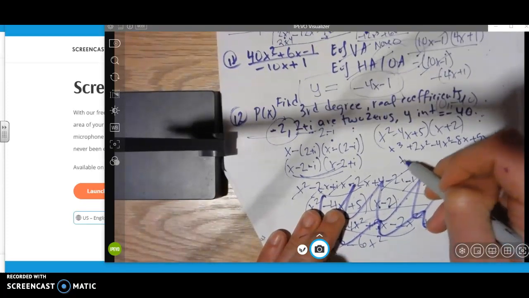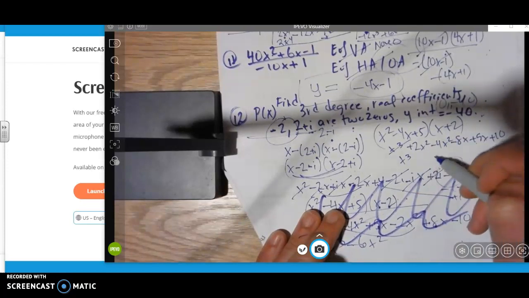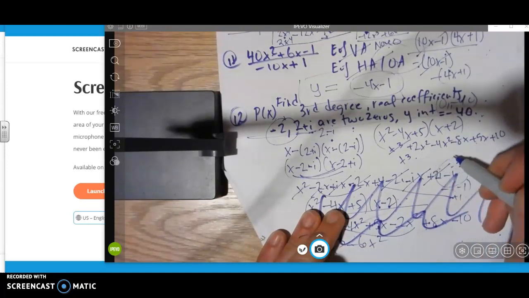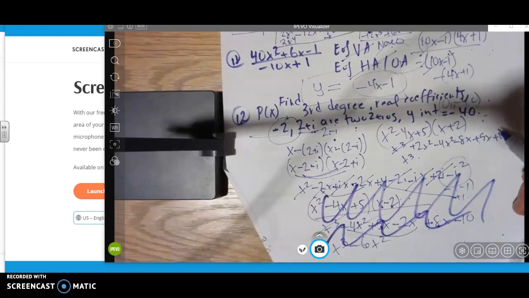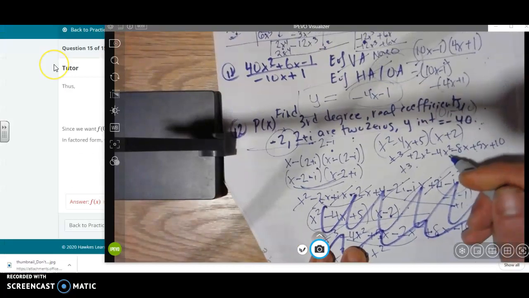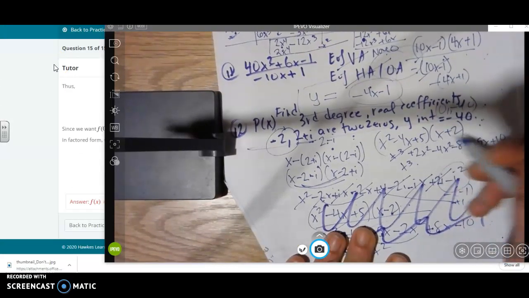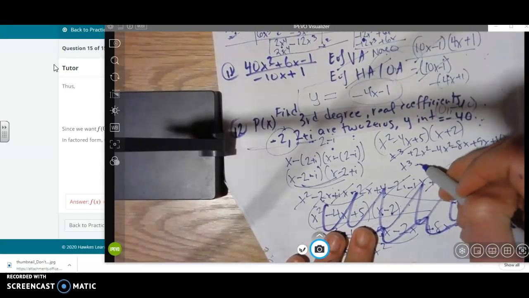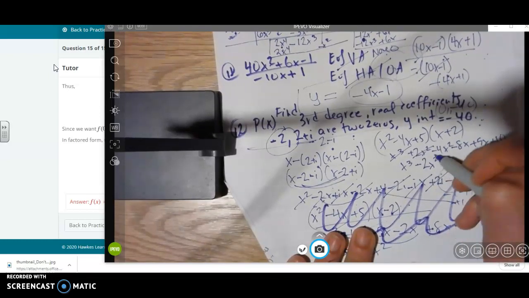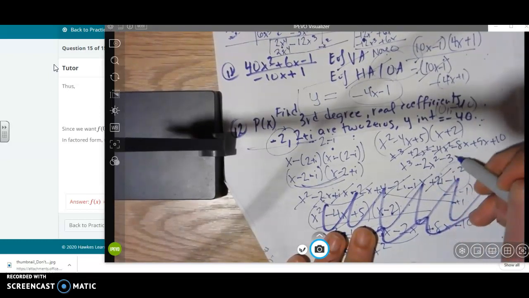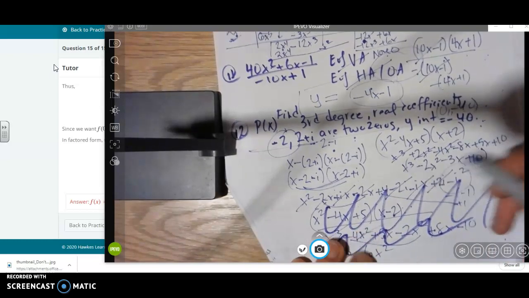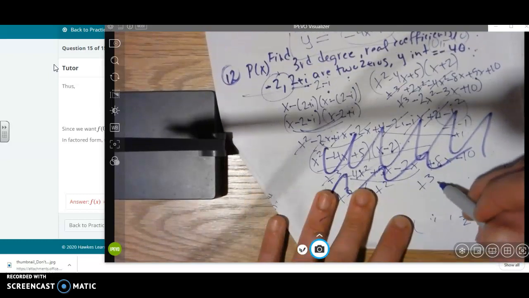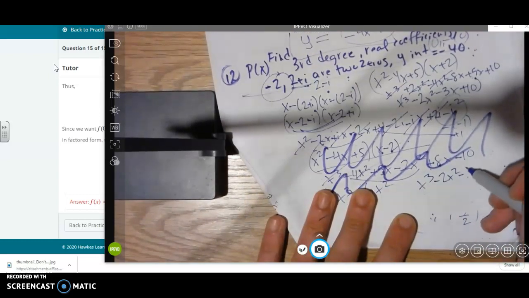And then when you simplify, you're going to get x to the third, and you get something different. One second. Alright, we were fine here. Just double checking myself. So it's x to the third minus 2x squared minus 3x plus 10. And that's what we get. So I'll bring it down here: x to the third minus 2x squared minus 3x plus 10.